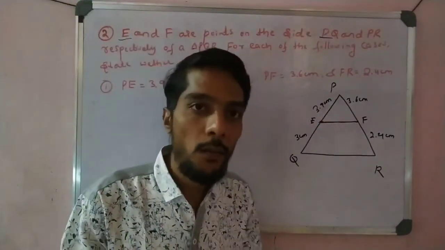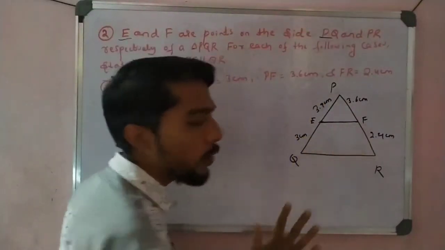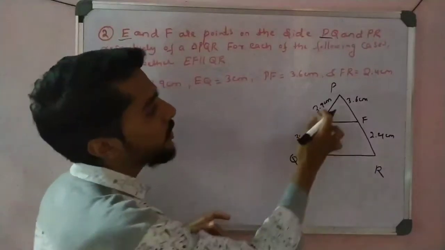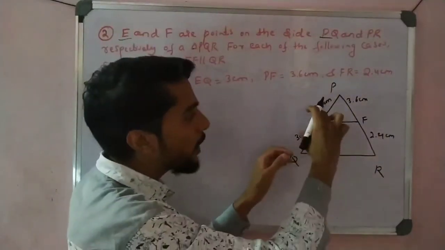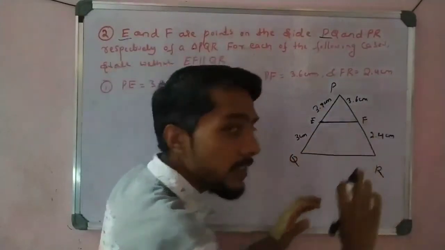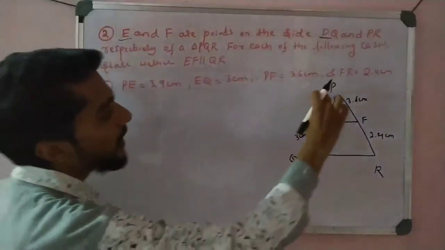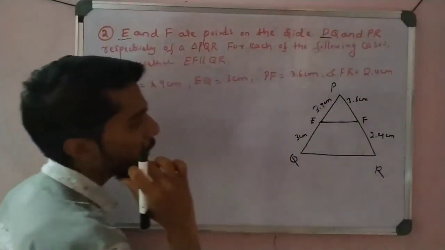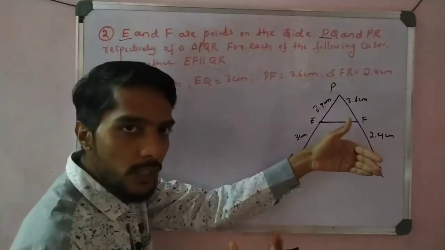So here we get one simple logic. To prove EF is parallel to QR, simply check the ratios. If the ratios are the same, they are parallel. If the ratio of this and the ratio of this are different, then the lines are not parallel. Simple. So let's check. First I take the ratio of PE and EQ. If that ratio is equal to this one, we can say it is parallel. If not equal, we say it is not parallel.